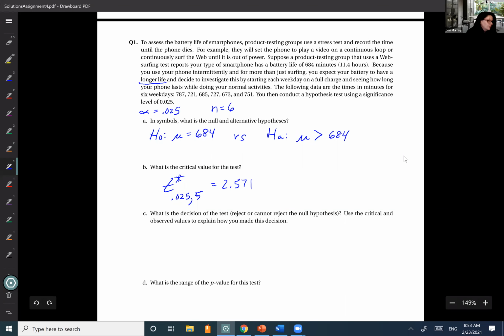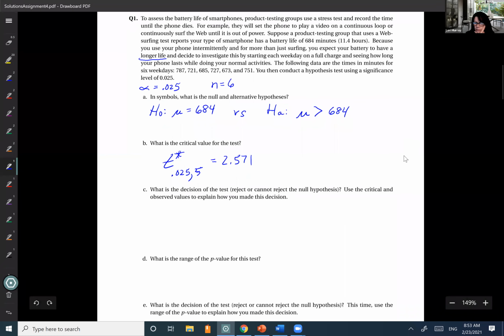2.571. All right, and then it says, what is the decision? So how do you make a decision? Right, so this is the process for decision making, whether you're going to reject or accept. If you reject the null hypothesis, then you can accept that your smartphone has a longer battery life. Or if you cannot reject the null hypothesis, then the web surfing test reports are correct, right?